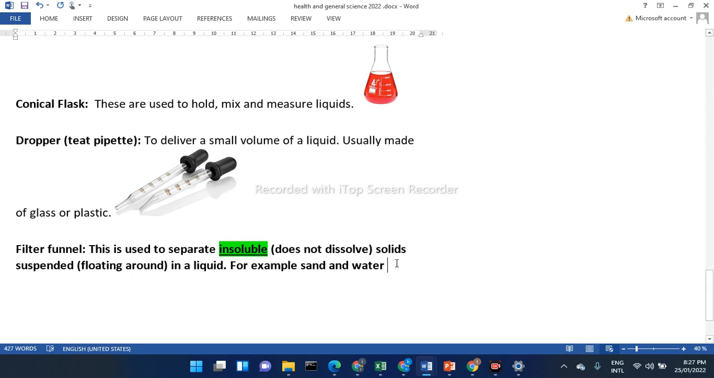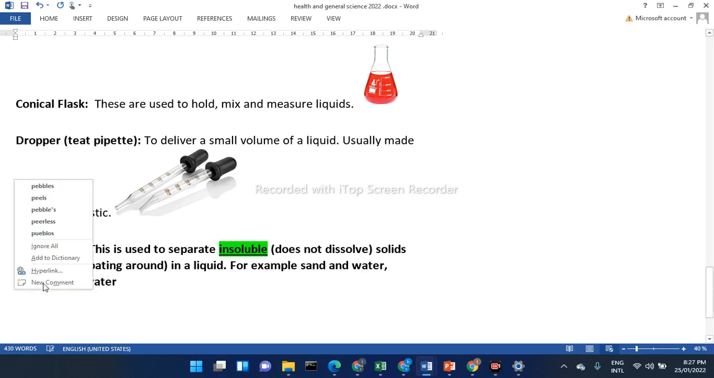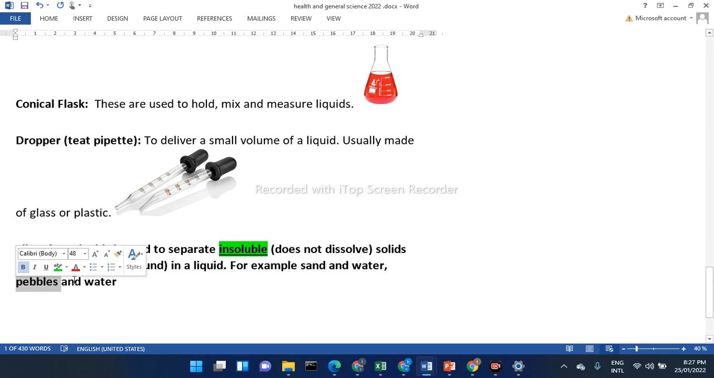Another example would be pebbles in water. And of course that's insoluble because the pebbles do not dissolve into the water. Give me another example of an insoluble solid in a liquid. Soil and water. I guess so. I wanted something more common though, but soil and water.